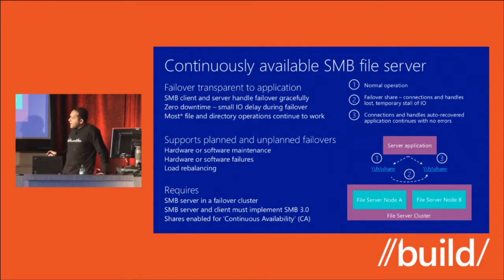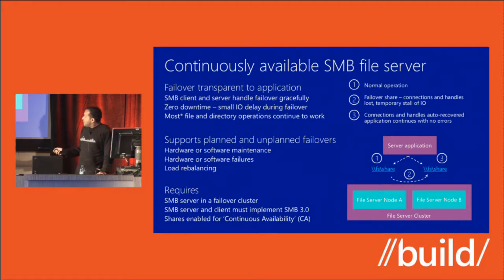So all that your application sees is a small I/O delay. That will be in the order of about 5 to 10 seconds typically when a failover occurs. And failover can be unplanned or planned. And you see zero downtime, you see a small I/O delay, and then any file or directory operations which you might be interested in will be transparently failed over to the other node. So you don't see any failures.